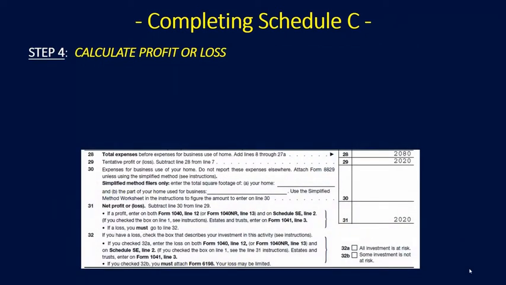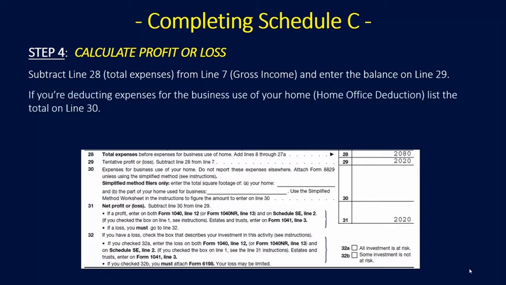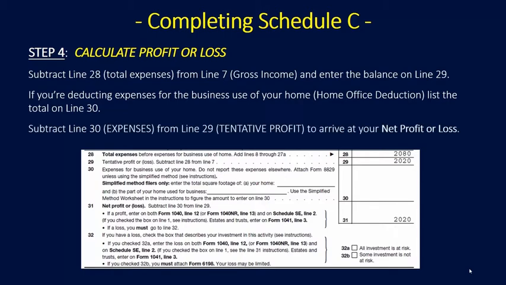Step 4, we calculate the profit or the loss. We subtract line 28, the total expenses, from line 7, which was the gross income, and enter the balance on line 29. If we're deducting expenses for the business use of a home or the home office deduction, we list that total on line 30. We subtract line 30, the expenses, from line 29, the tentative profit, to arrive at the net profit or loss. And that's listed on line 31 of the Schedule C.